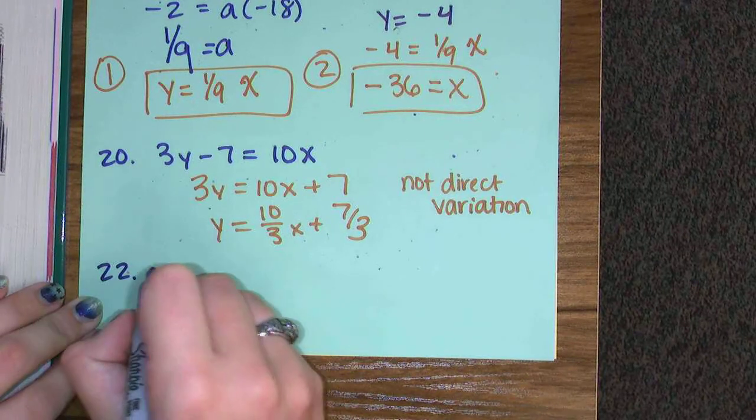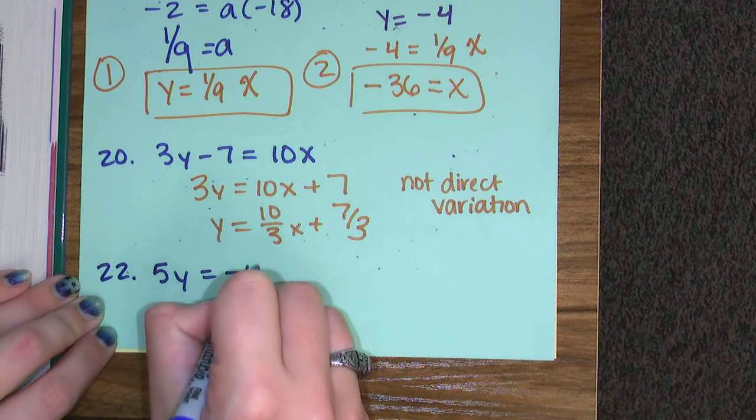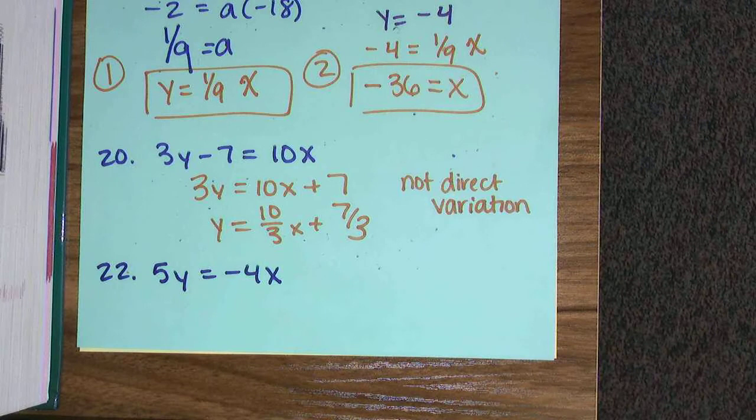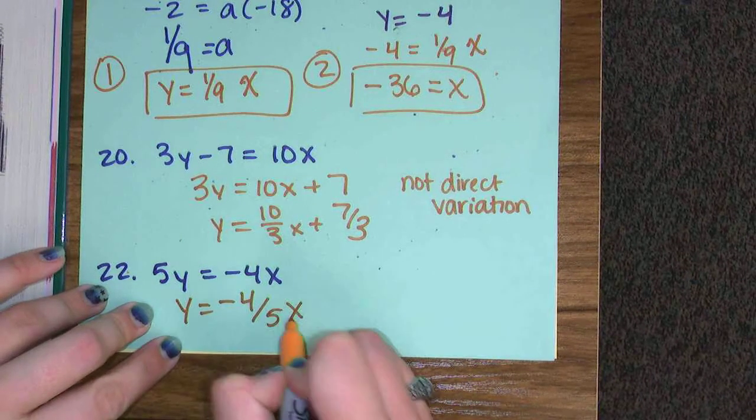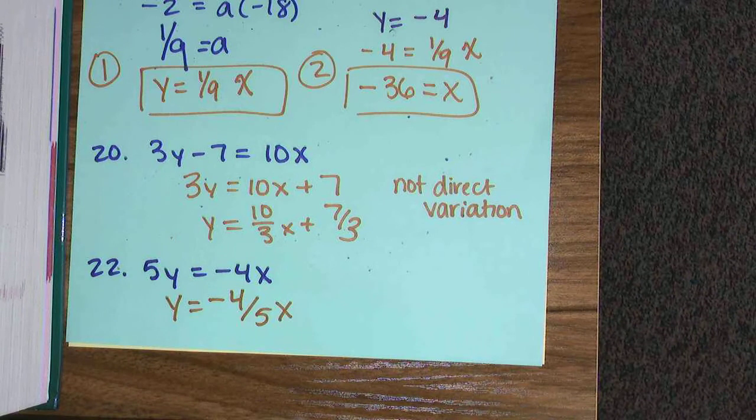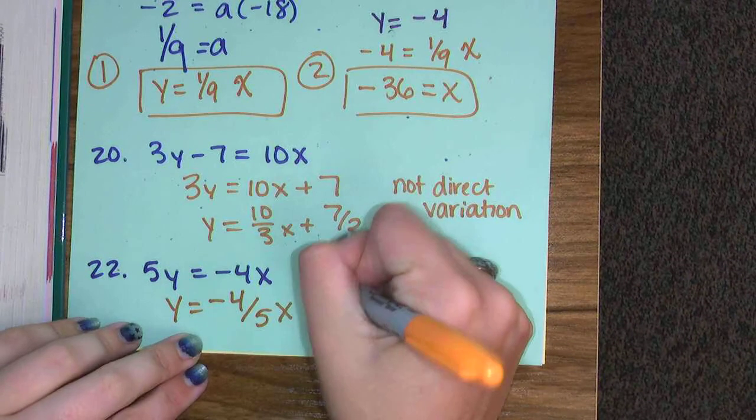Next one: 5y is equal to negative 4x. What do I do with this one? Divide by 5. y is equal to negative 4 over 5 x. Is this direct variation? Okay, so it is direct variation.